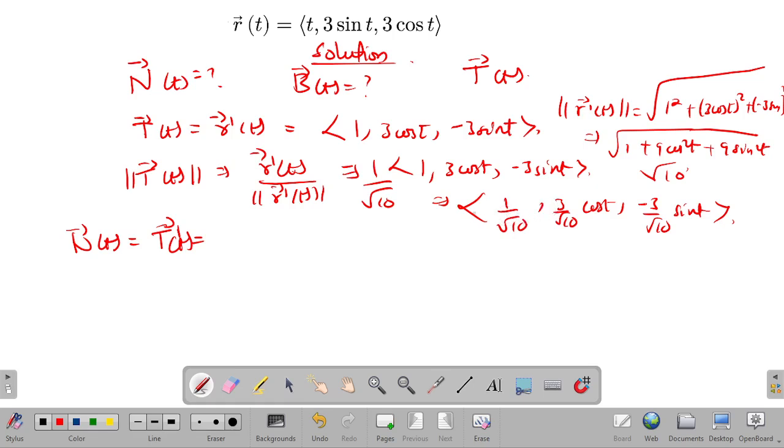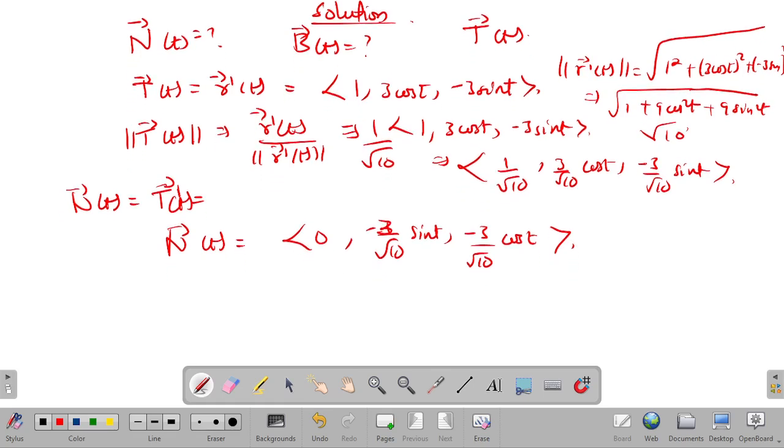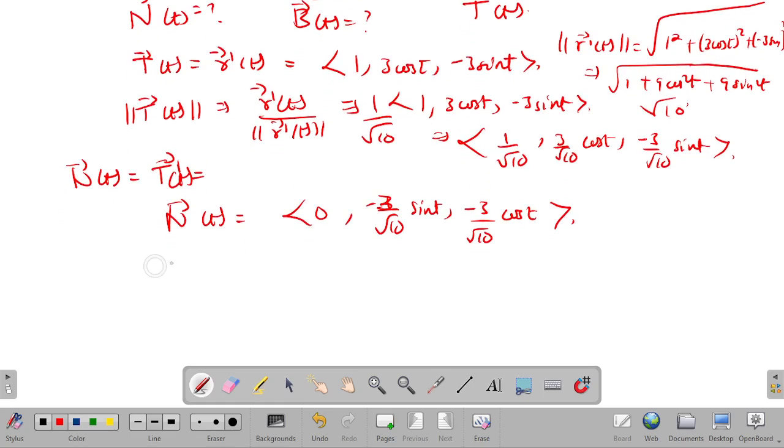It's very important. To find the normal vector here, my derivative is going to be 0, since the derivative of 1 over root 10 gives 0. This will give me negative 3 over root 10 sine t, and this will give me negative 3 over root 10 cos t. So once I have my normal vector, I proceed towards my binormal vector.